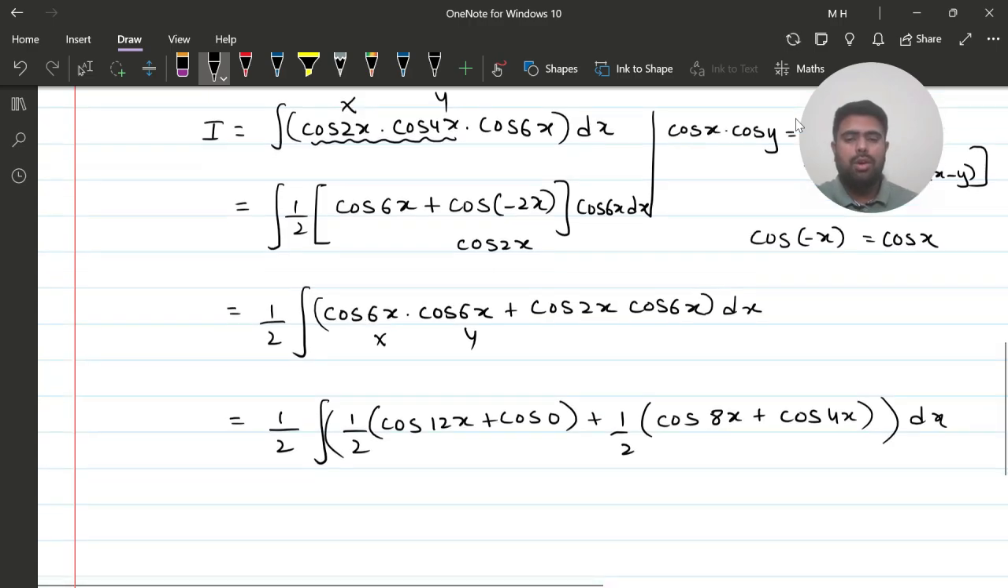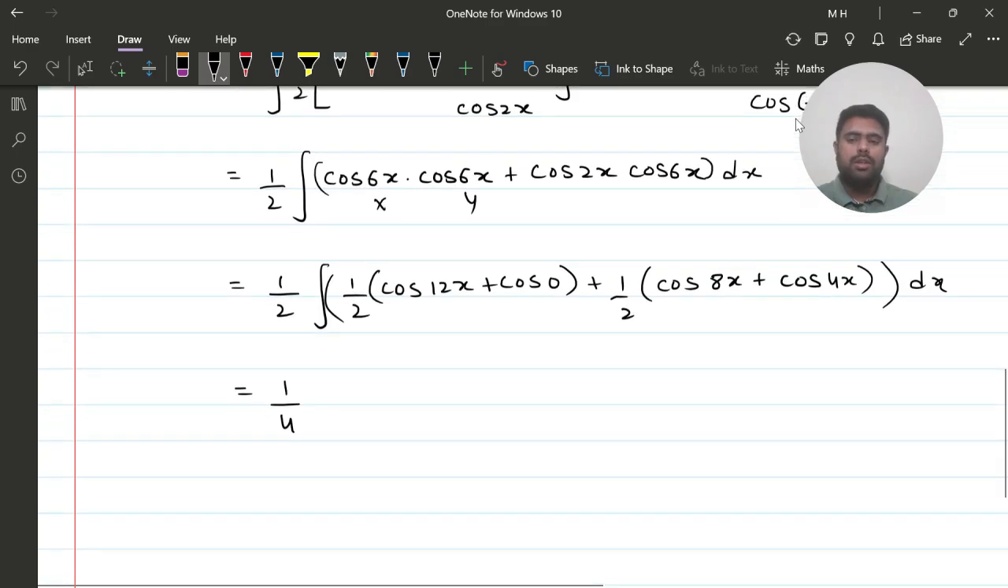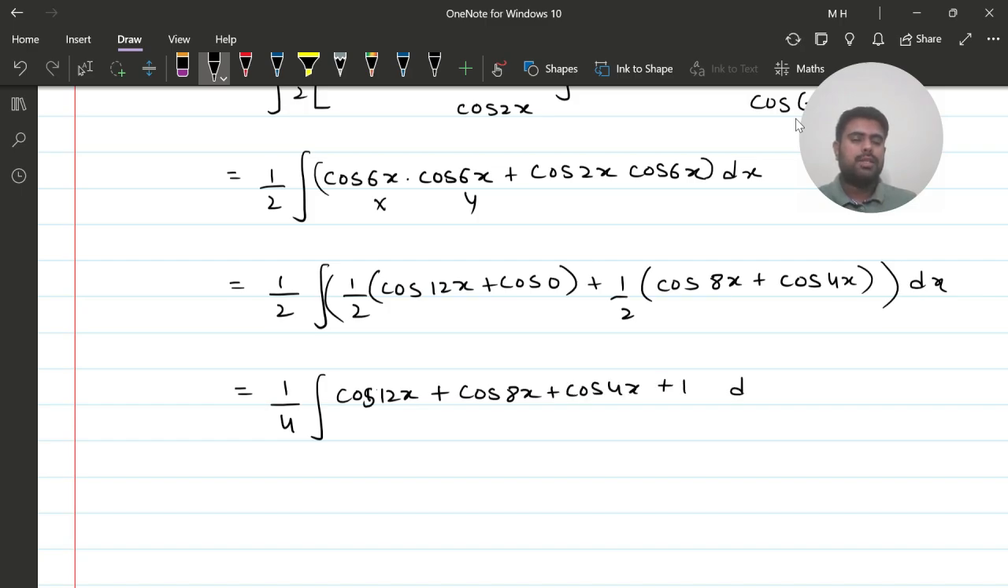1 by 2 is common in both. If I take out 1 by 2, 1 by 2 into 1 by 2 would be 1 by 4. This would be the integral of cos 12x plus cos 0 is 1, I will write it down later on, cos 8x plus cos 4x plus 1 dx, right?